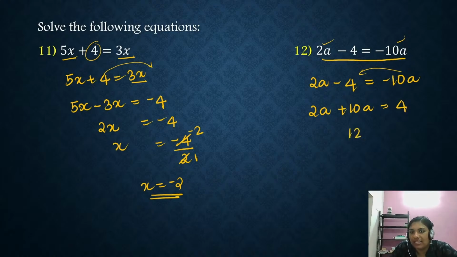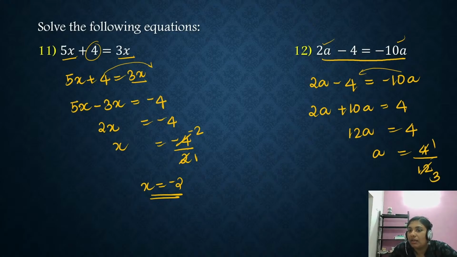2a plus 10a is 12a, then 4. a is equal to 4 divided by 12. 4 into 1, 4 into 3. So the answer is a is equal to 1 by 3.